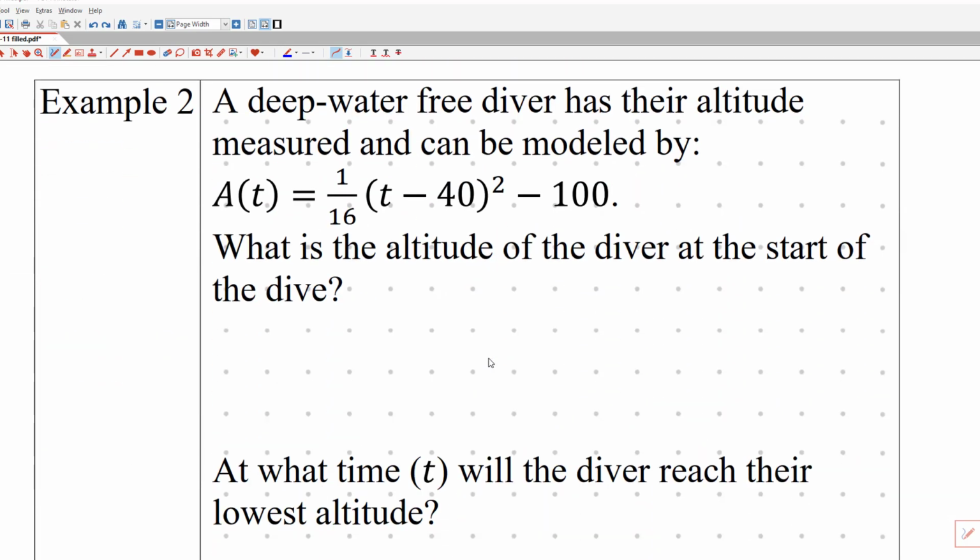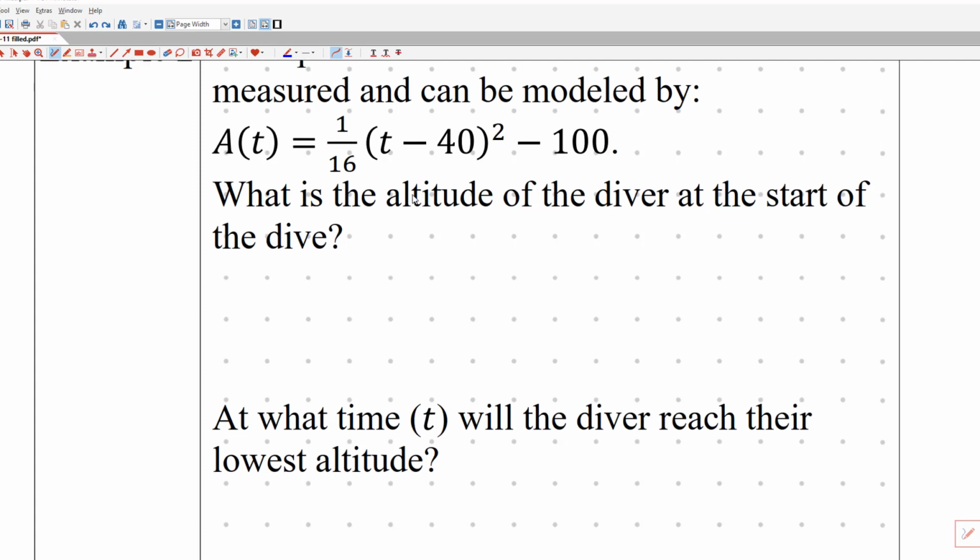So we have a deep water free diver. They have their altitude measured, and that can be modeled by this equation. So A is altitude, and T is time. I didn't explain that enough in my question, but there it is. I need to figure out what the altitude of the diver is at the start of the dive. So whenever you have a start value, the start value just means plug 0 in for your independent variable. So this is our independent variable, just plug in 0. So I have 1/16 of (0 minus 40) quantity squared minus 100, and I'll underline the word start because that's what I'm doing. Whenever you see start, plug in 0.